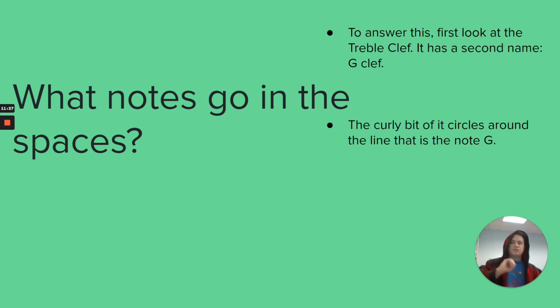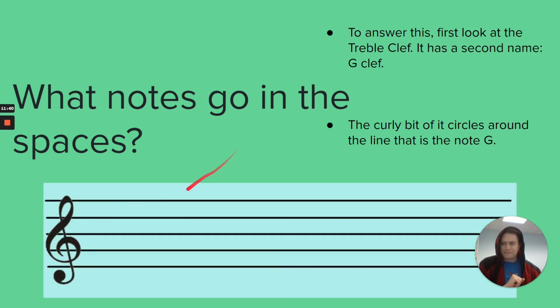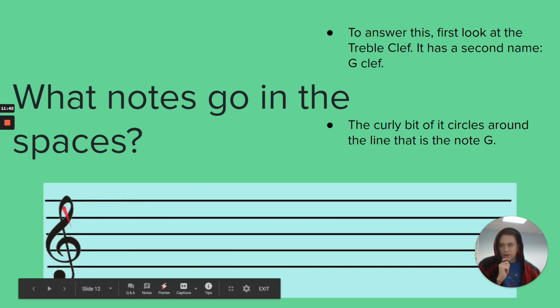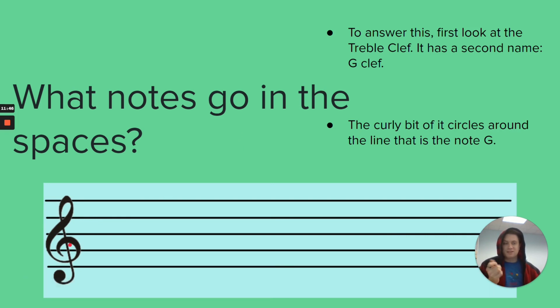So what notes go in the spaces? To answer this question, we have to look at the treble clef. It actually has a second name. It's called the G clef. Look down here. See how it kind of curls around and goes up and around and over? And we're going to do some practice making treble clefs. It's kind of an easy thing to do when you get practice. You can just go and make one really easy.